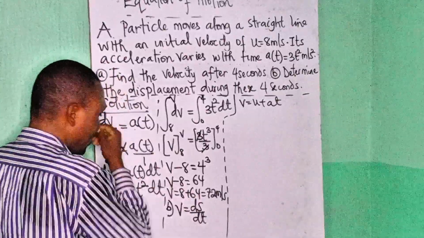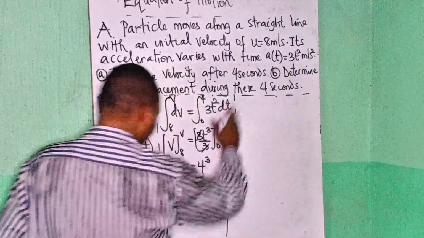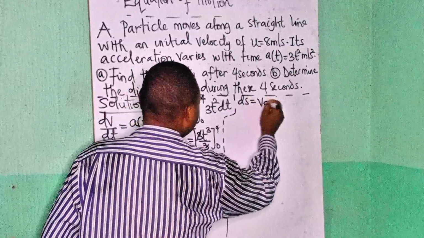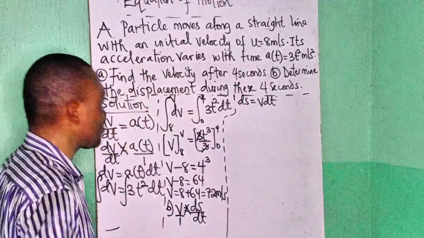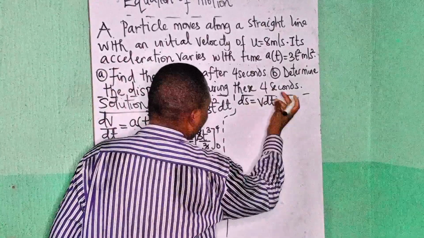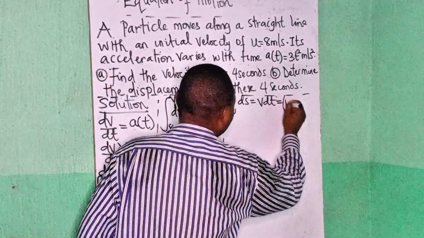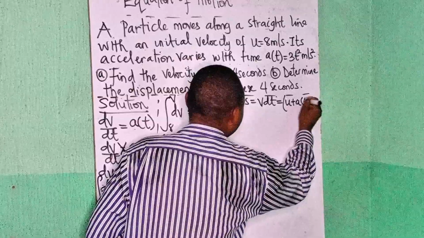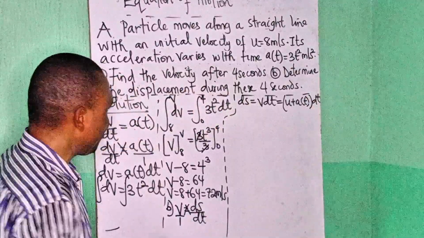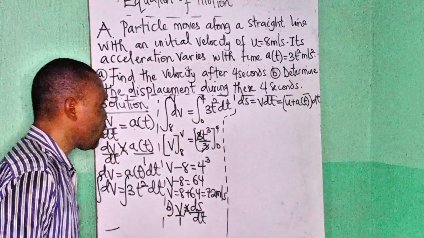So from here, if I cross multiply, I'll be having ds is equal to v dt. And what's our v? Like I said before, our v is equal to u plus at from the equation of motion. So anywhere I see v here, I'll put u plus a as a function of t, bracket close, dt. So please don't forget this. v is equal to u plus at from the equation of motion.